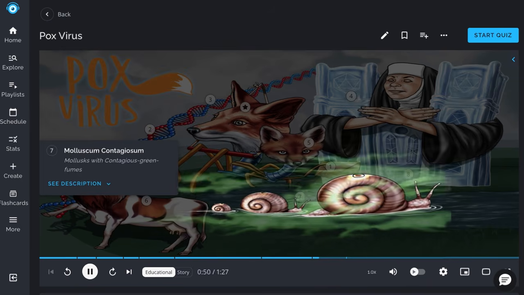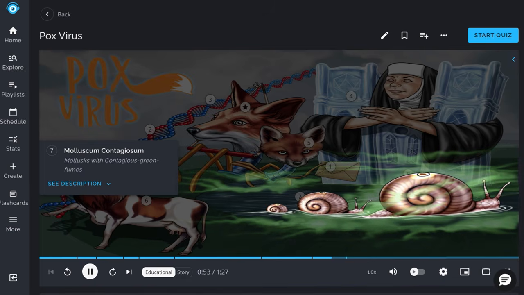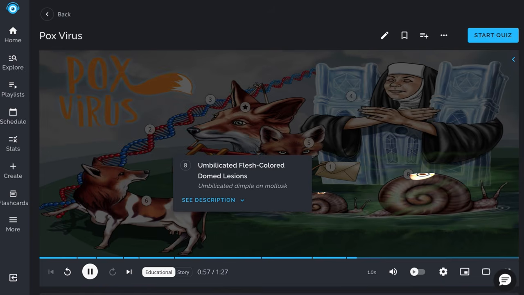These viruses also cause molluscum contagiosum, depicted as the mollusks with contagious green fumes, which presents on the skin as characteristic umbilicated flesh-colored domed lesions, portrayed by the umbilicated dimple on the mollusk.